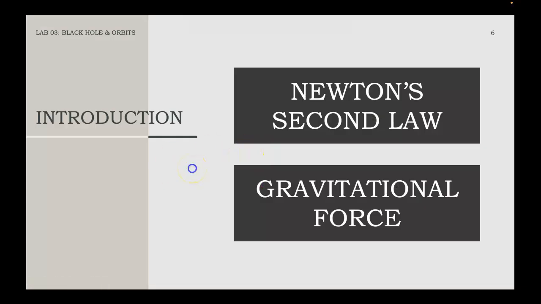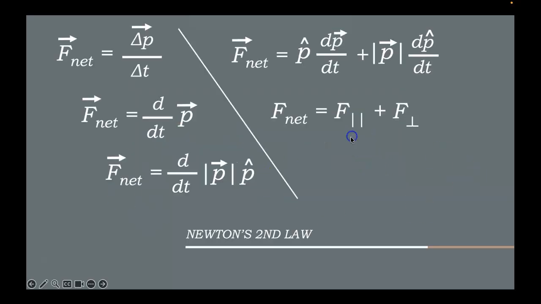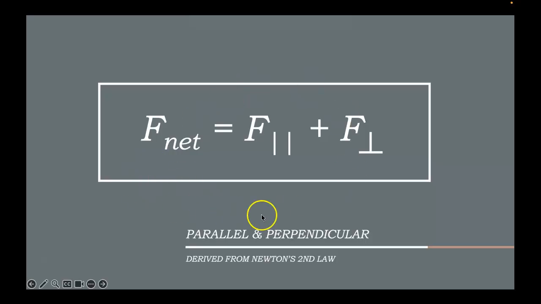We have Newton's second law and gravitational force. We start with Newton's second law here, and we equate that equal to change in momentum over change in time. And eventually we would get to this equation where F net equals the sum of force parallel plus force perpendicular. And this is just through a bunch of substitutions in a series of derivations. And then that's our final equation here.